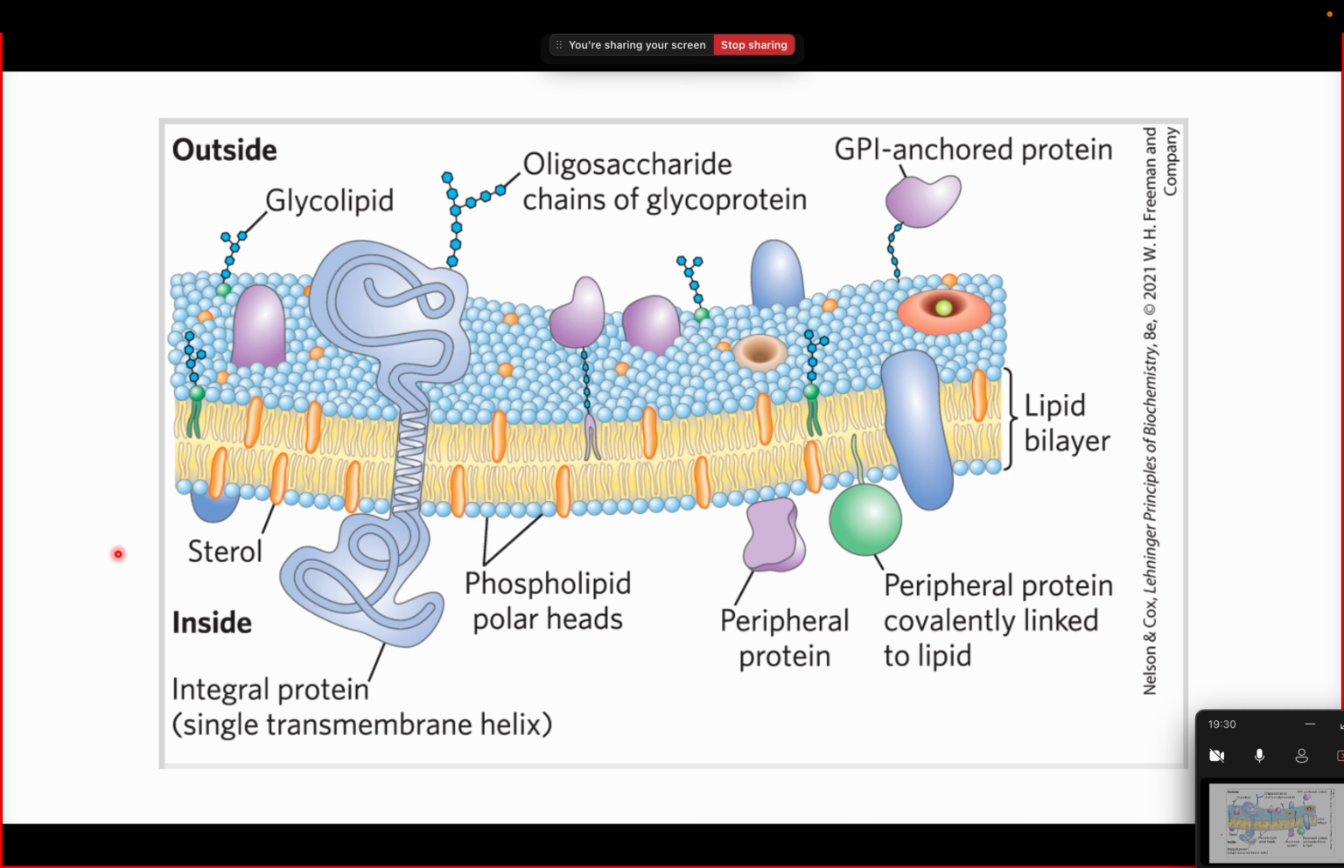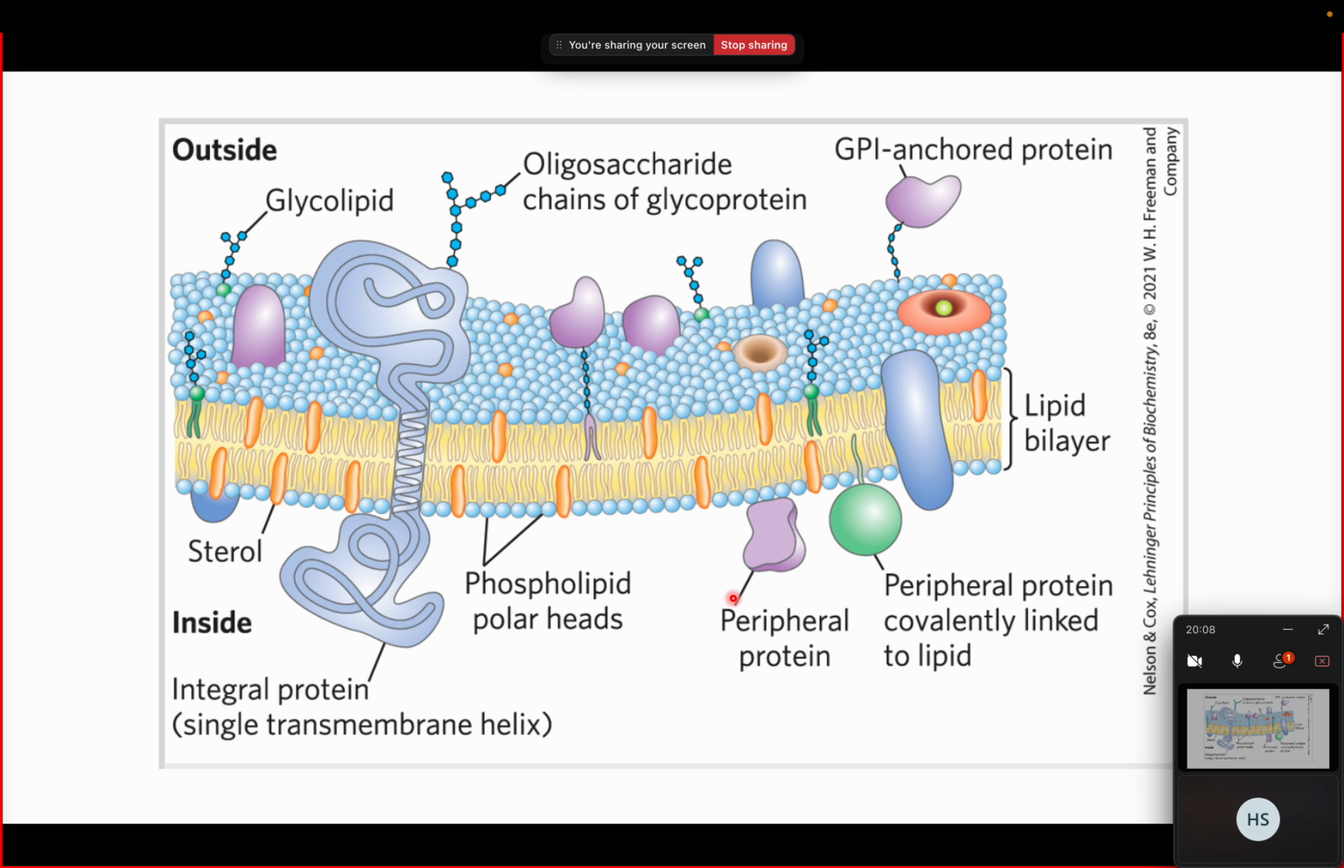Okay. So this is basically the representation of a fluid mosaic model. As you can see, it's a lipid bilayer in nature, and there are different types of proteins which are present inside the membrane. Okay, inside and outside. So if you look at the inside, we can see integral membrane proteins, we can see peripheral proteins, which are not directly present on the membrane, but they somehow manage to insert themselves inside the membrane, but still not directly linked to the membrane, right?